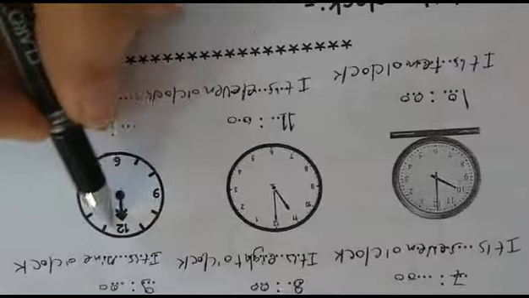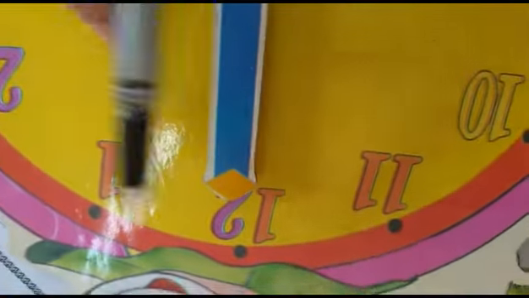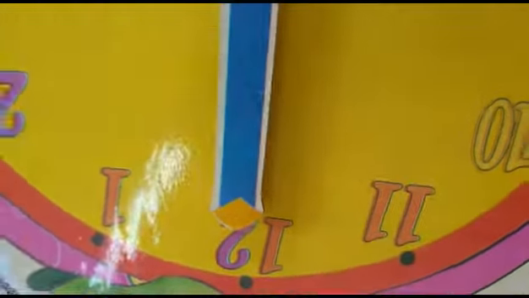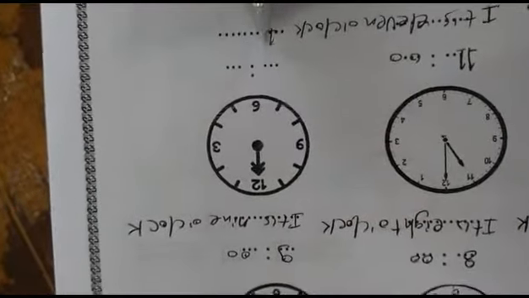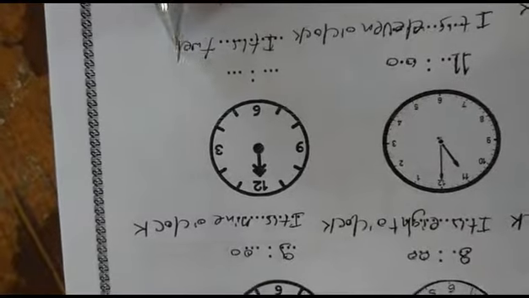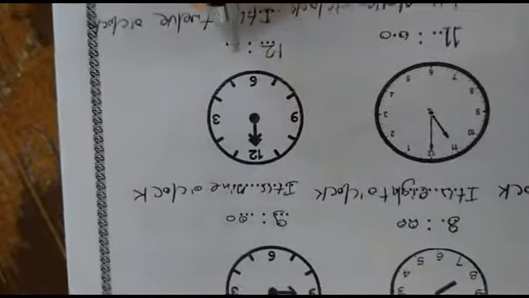Here, this is what, Junior 1? Like this. The long hand and the short hand point to 12. It means it's 12 o'clock. Here I will write what? It's 12 o'clock. Here I will write 12 and here I will put 0, 0. And here I will write it's 1 o'clock, 2 o'clock, 3 o'clock, and so on.